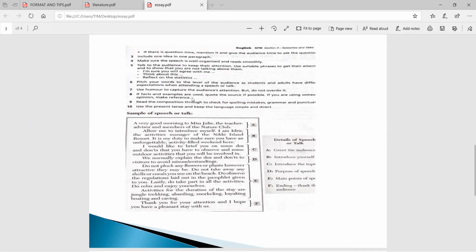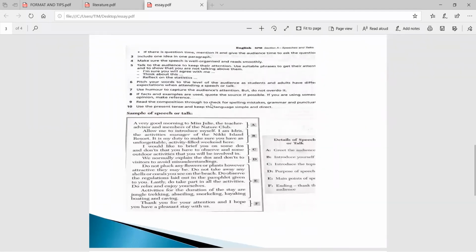If facts or examples are used, quote the source if possible. And yeah, let's say you are taking a factual essay, right? Please use the correct facts, even though the teachers might check. You don't know, they might check and it proves to be wrong, then you might have some deduction there. So make sure you have your facts right, and if possible, try to make reference.